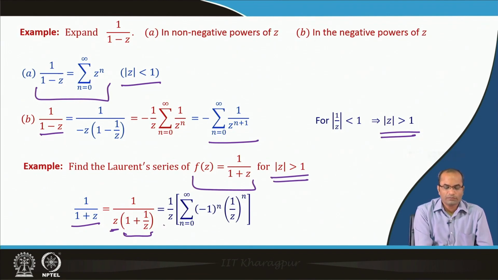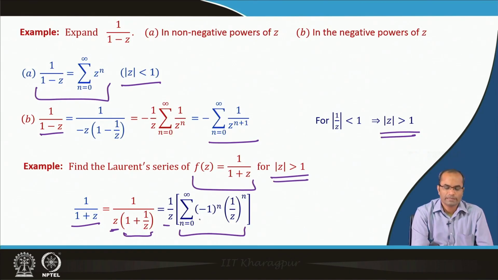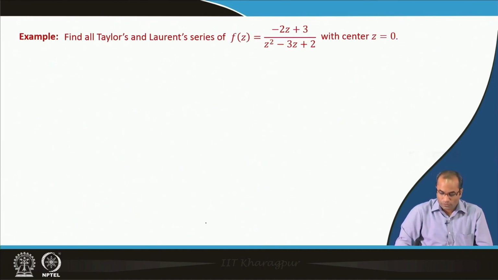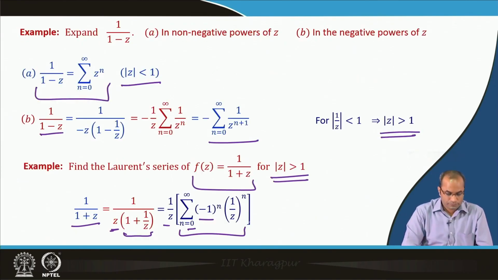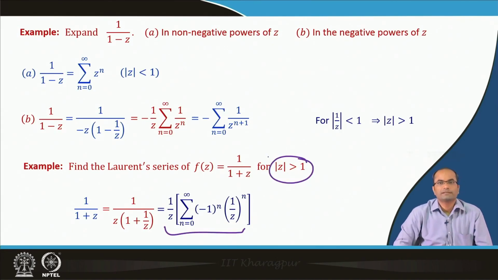So, here we can write down this expansion from the previous lecture. So, this minus 1 power n will be an extra term, and 1 over z power n, n goes from 0 to infinity. Well, so we have here this expansion, and this is valid for mod z greater than 1.